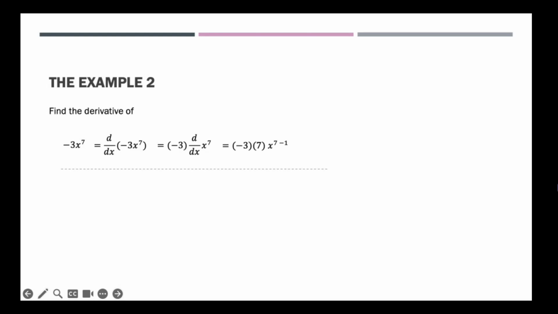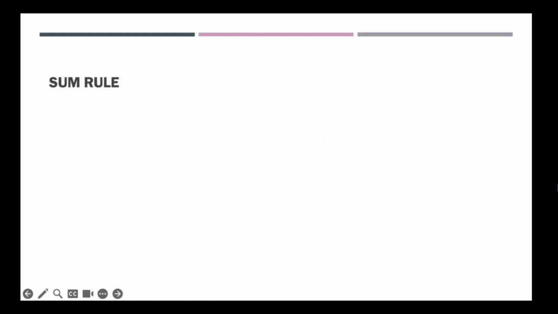Let's move to the example. The example shows how to find the derivative of minus 3 times x to the power 7. We can pull the minus 3 out of the differentiation process and consider the derivative of x to the power 7, and then the result will be minus 21 times x to the power 6. So the last rule is the sum rule.